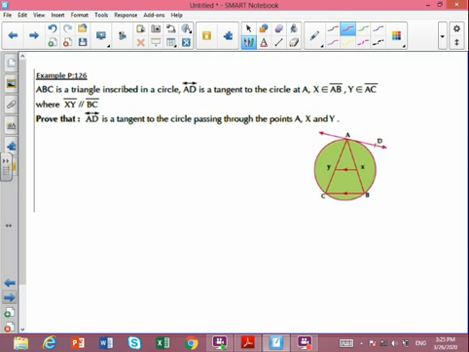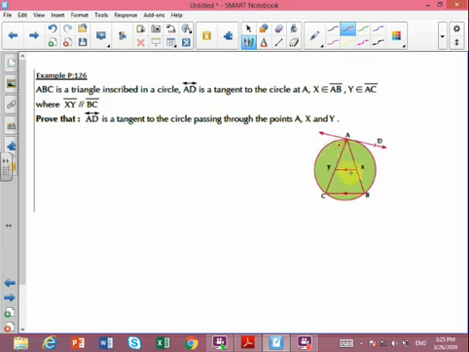The last example we have today: ABC is a triangle inscribed in the circle. AD is a tangent to the circle at A. X belongs to AB and Y belongs to AC. XY is parallel to BC, and I want to prove that AD is a tangent to the circle passing through the points A, X, Y. I want to prove that this is a tangent to this circle. I will draw it again here.